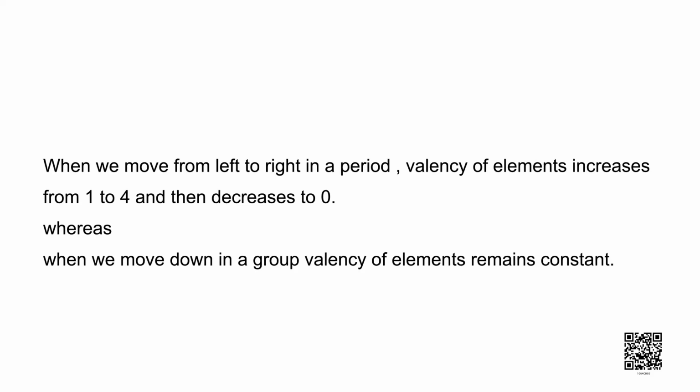When we move from left to right in a period, valency of elements increases from 1 to 4 and then decreases to 0. Whereas, when we move down in a group, the valency of elements remains constant.